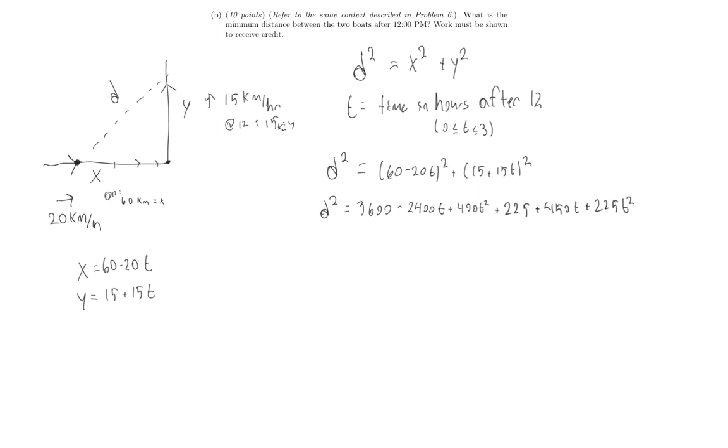And I can go in and group some of this together. So d squared is going to be 3,825 minus 1,950t plus 625t squared. And I'm just going to go ahead and solve this one for d. So it means that d is going to be the square root of, I'm just going to put the t squareds in the front.